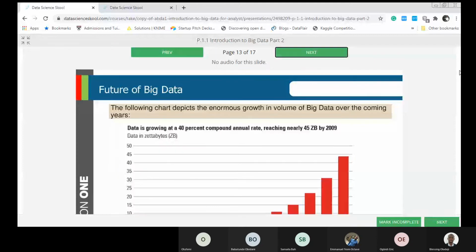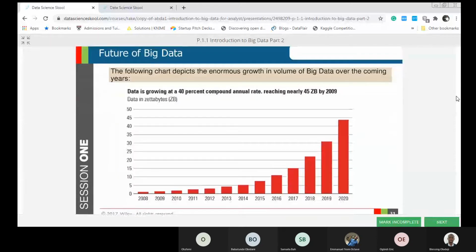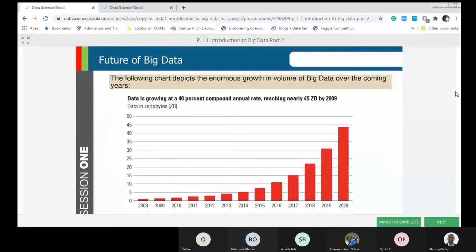So what is the future of big data? Whether COVID-19 or no COVID-19, the demand for data scientists keeps growing.